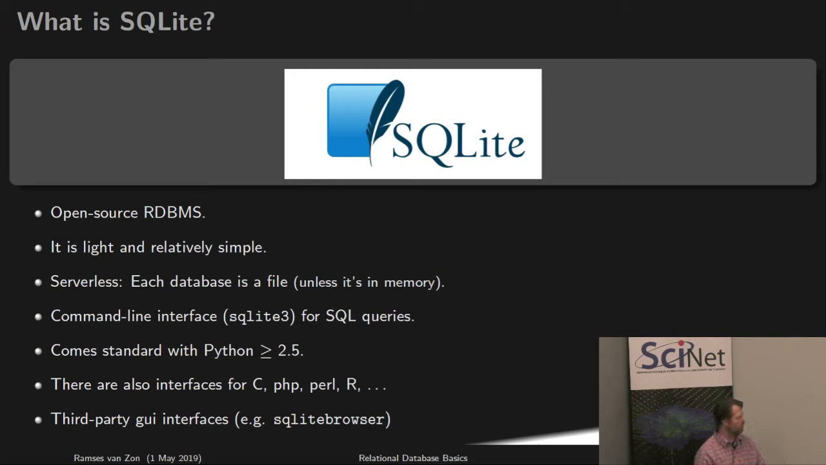We'll try it out a few times. It comes standard with Python. We're going to use Python 3 in the examples, but I think everything works in 2 as well. But that's nice. If you've installed Python, you can do import SQLite 3, and you will have an interface to SQLite. There's interfaces for C, PHP, Perl, R, and what have you.